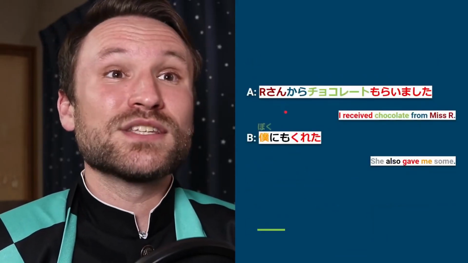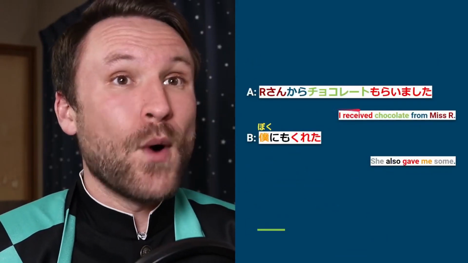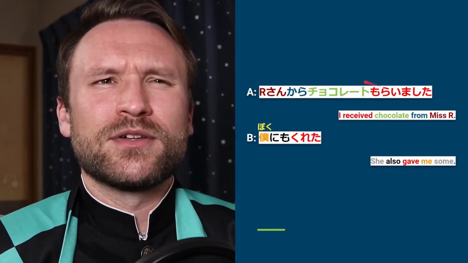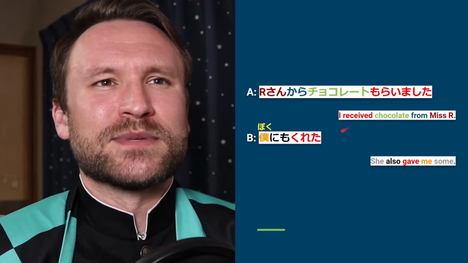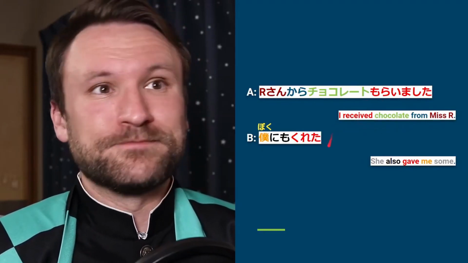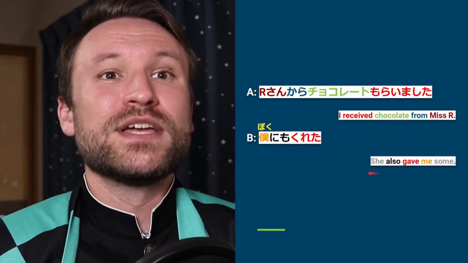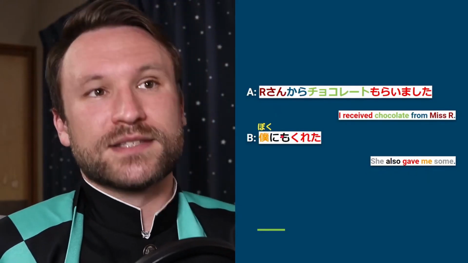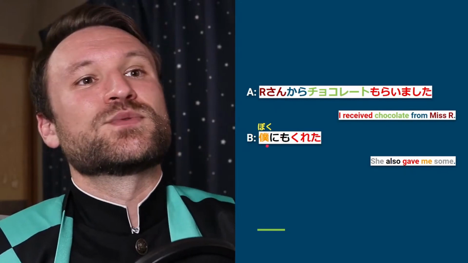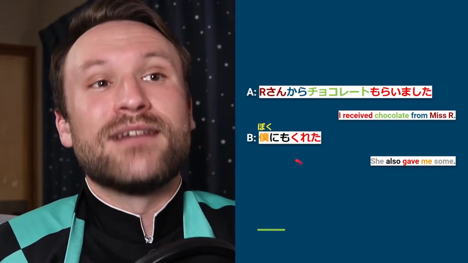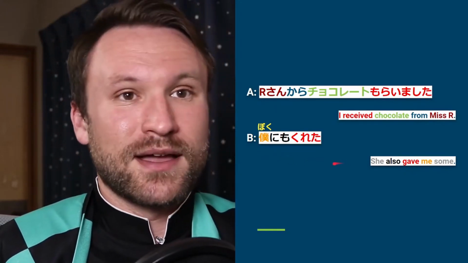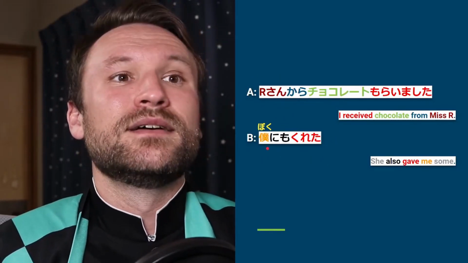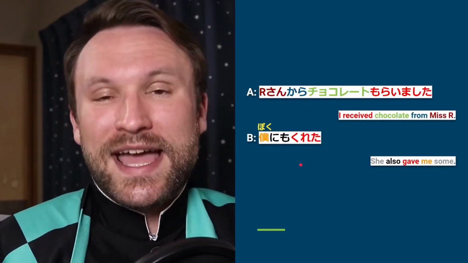Rさんからチョコレートを No, I dropped the particle. もらいました。Probably should have the particle there since it isn't a polite tone, but it happens sometimes. I received chocolate from Miss R. 僕にもくれた。She also gave me some. So we've dropped R-san from this. So the full sentence would be R-san は僕にもくれた. But because we've already had R-san in the previous sentence, you can drop it. As you always can in Japanese.